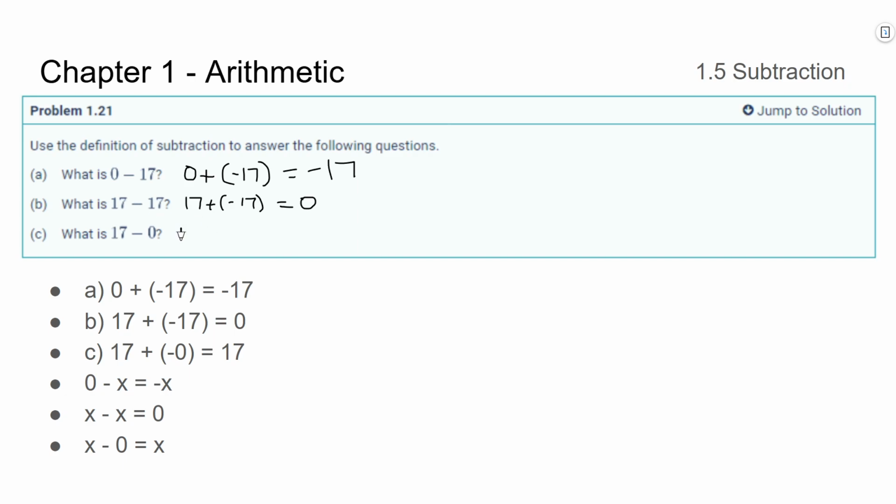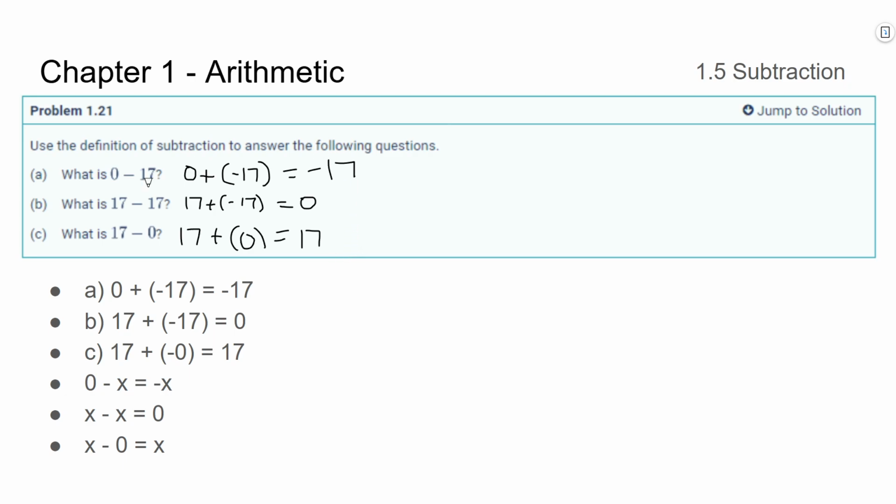Okay, so same thing for this one, 17 plus, and what are we adding here? The negation of 0. What's the negation of 0? Just 0. You could say negative 0 if you want, but we showed a couple sections ago that negative 0 is 0. They're the same thing. And once again, just like this one here, what happens when you add 0 to anything? Nothing. You just get the same thing. So 17 plus 0 is going to be 17.